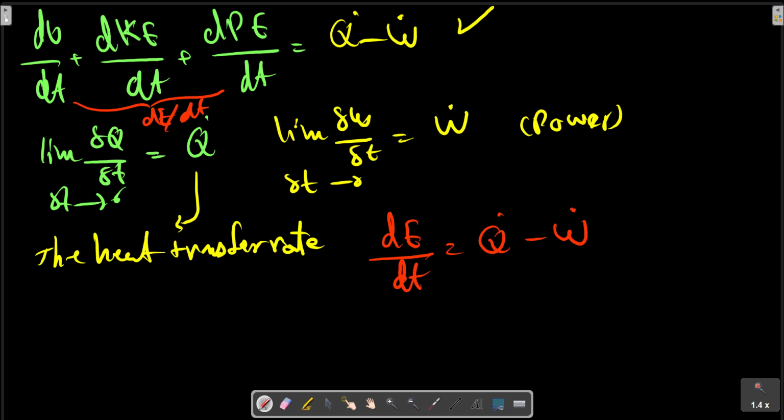The next section is about conservation of mass.